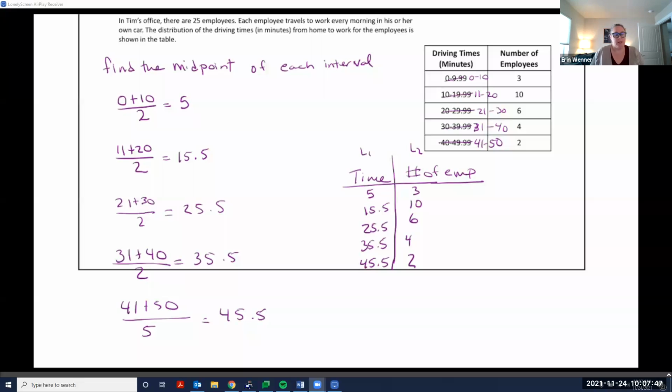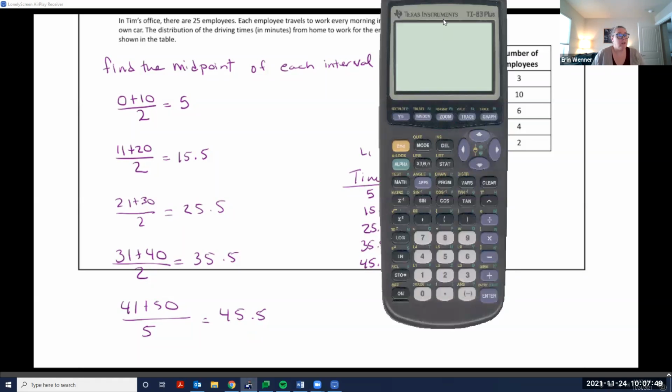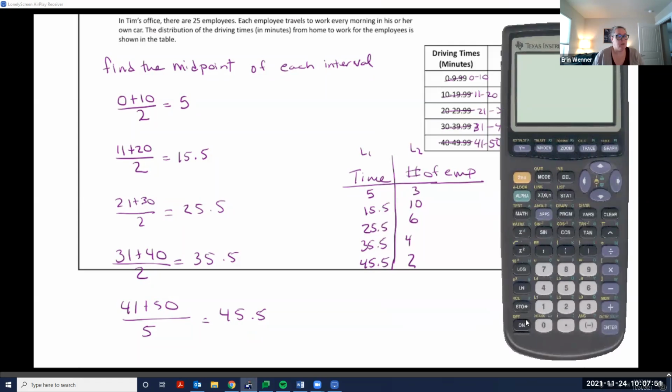So once we calculate that information, we can plug it into our calculator. Remember, in order to find the mean, we're going to put our information into lists 1 and 2. To do that, we press the STAT key. Under Edit, we're going to press Enter. And then we want to clear these out. To clear them out, we press up, clear, and enter. Go to the right one, up, clear, and enter.